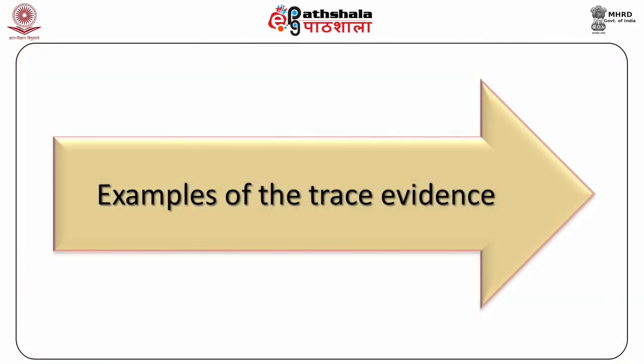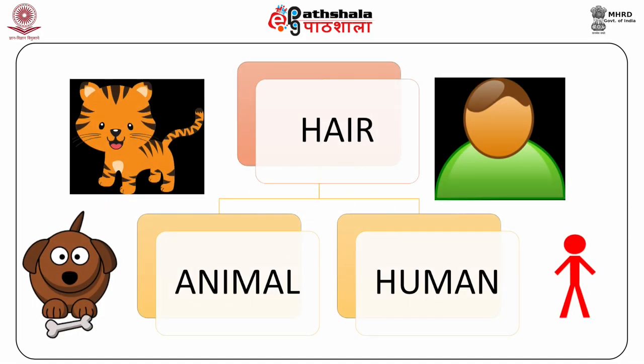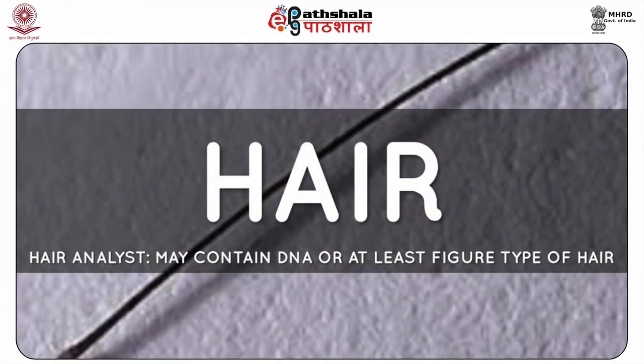Among the important examples of trace materials, we have hairs, human and animal hair. The examination of the hairs determines whether the hair is human or animal. In case it is human hair, one can determine the racial characteristics like body area, length, root type, or any artificial treatment done on the hairs. If the hair is of any animal species, then the species and breed of the animal can be determined.